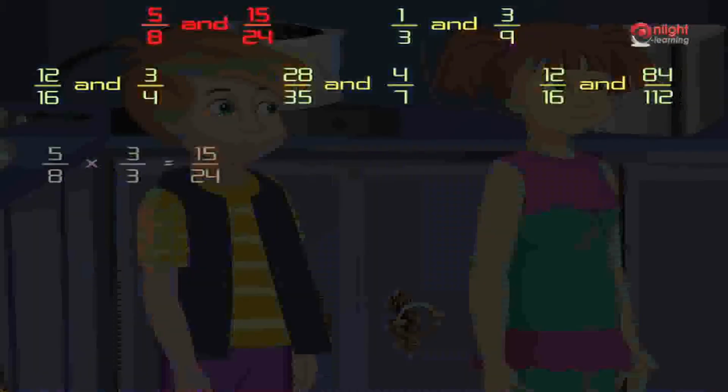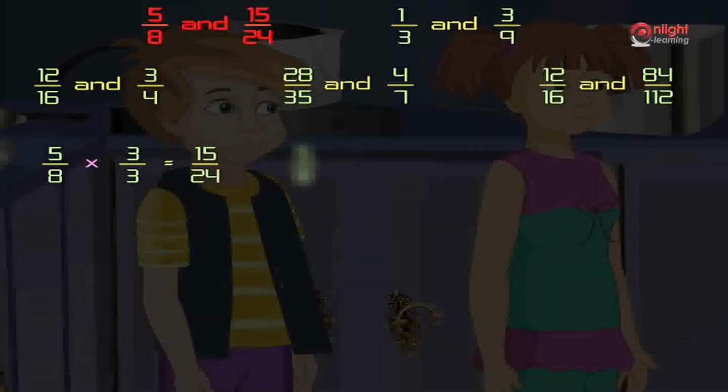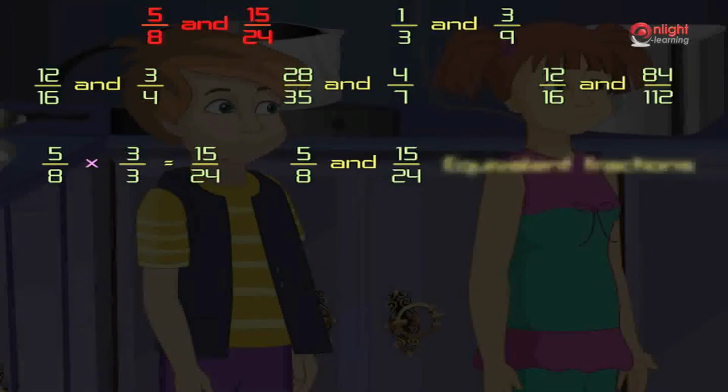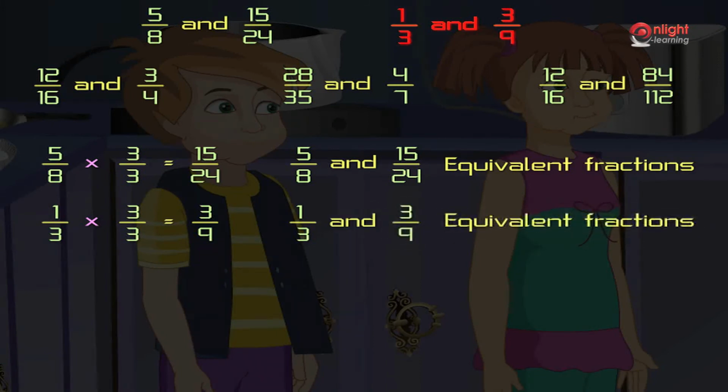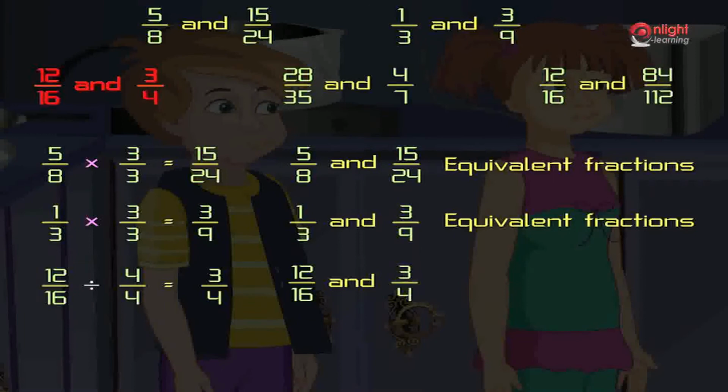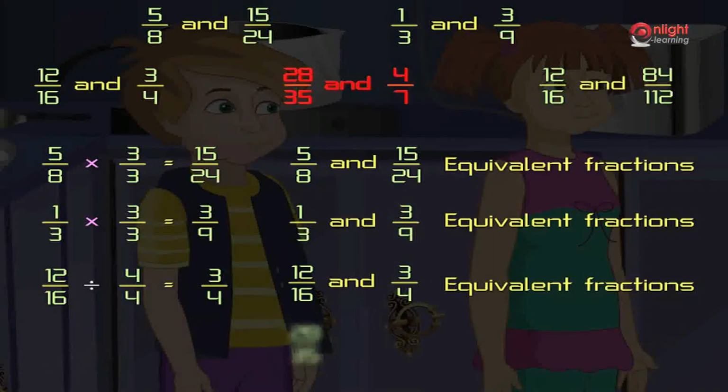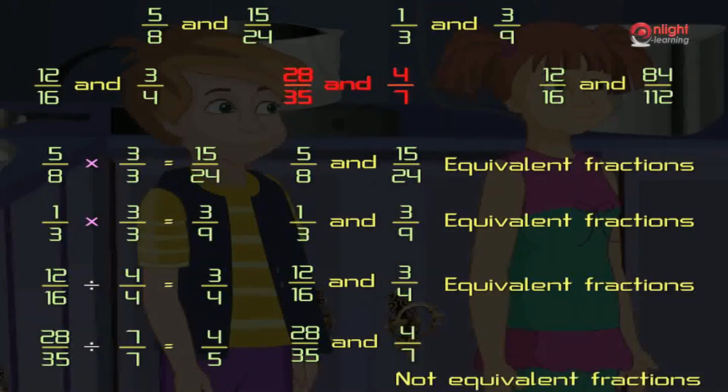Multiplying 3 with 5 by 8, we get 15 by 24. Therefore, 5 by 8 and 15 by 24 are equivalent fractions. Again, 1 by 3 and 3 by 9 are equivalent fractions. The number we are multiplying and dividing by is 3. For 12 by 16, when we divide both numerator and denominator by 4, we get 3 by 4. The fractions 28 by 35 and 4 by 7 are not equivalent. And it is difficult for me to check whether 12 by 16 and 84 by 112 are equivalent or not.